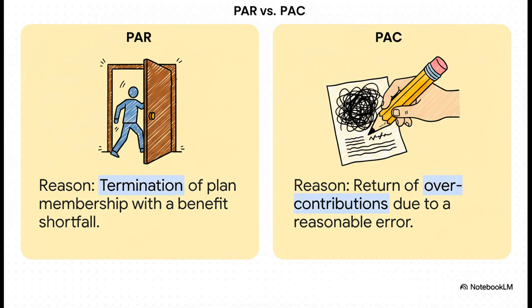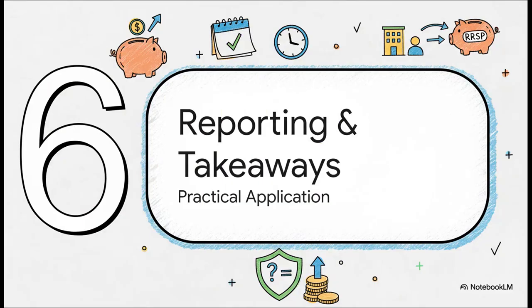So think of it this way. A PAR is for a legitimate event, leaving a job. A PAC is to fix a screw-up. One restores room for a benefit you never got. The other restores room that was taken away by mistake. Totally different functions. Okay, so we've covered the what, the why, and the how of the calculations.